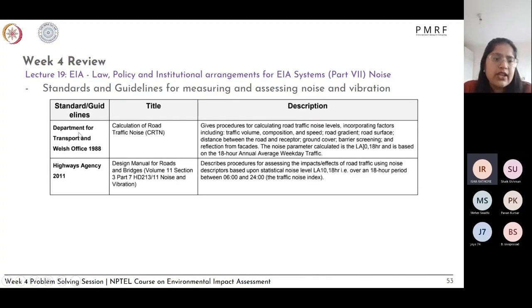And then we have the Department for Transport and Welsh Office, 1988, looking at calculation of road traffic noise, CRTN. And it looks at the road traffic noise levels and factors like traffic volume, speed, road gradient, road surface, barrier screening, and all of those things, reflection from facades. And then provides methods for calculating and measuring these noise levels. And then we have the Highways Agency's 2011 Design Manual for Roads and Bridges, again from the perspective of assessing the impact in terms of noise and vibration.